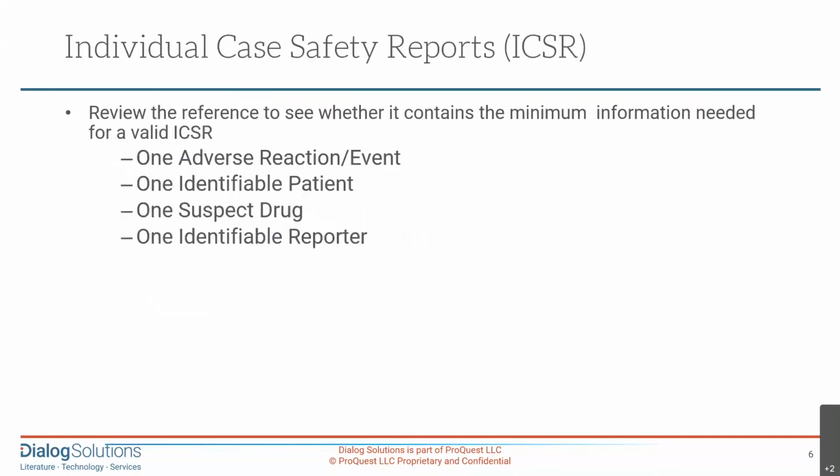So let's look at ICSRs. So when you're reviewing the literature for ICSRs, you're looking for one adverse reaction, for example, nausea, one identifiable patient, a 5-year-old female, one suspect drug, acetaminophen, and one identifiable reporter, who's usually the author of the paper, the scientific article.